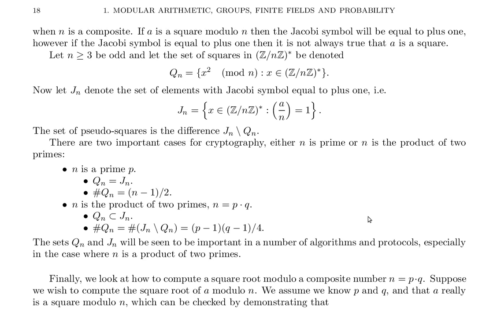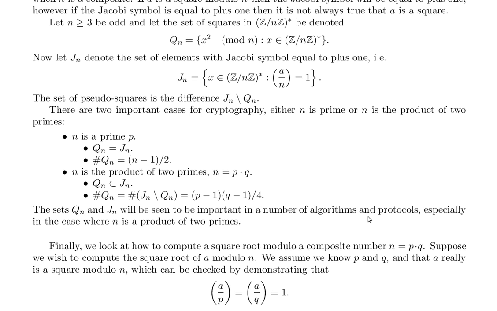There are two important cases for cryptography. Either n is prime or n is the product of two primes. If n is a prime p, Q sub n equals J sub n, and the order of Q sub n is (n minus 1) over 2. If n is the product of two primes, n equals p times q, then Q sub n is a subset of J sub n, and the order of Q sub n is the order of J sub n, which is (p minus 1)(q minus 1) divided by 4.